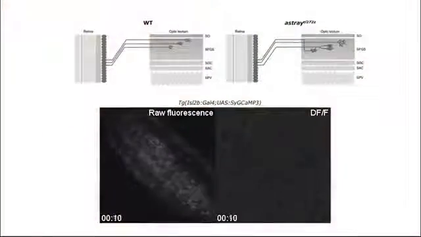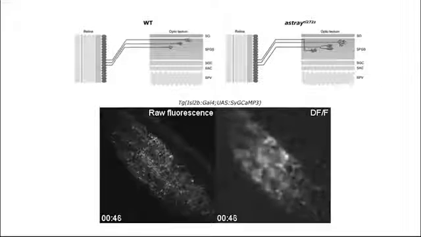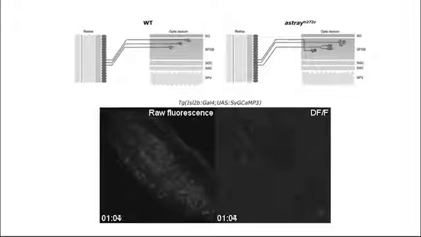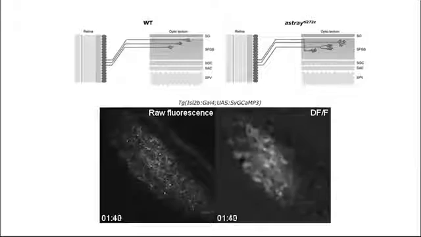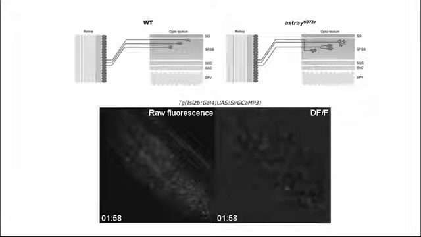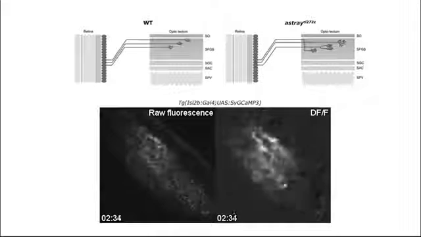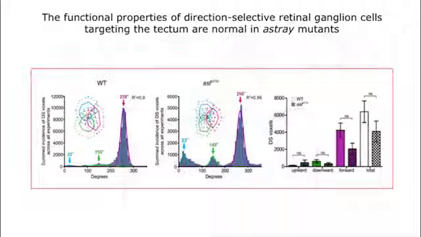To study retinal inputs to astray mutant tectum, I have generated mutant zebrafish that express a genetically encoded reporter of neural activity, GCaMP3, specifically in retinal ganglion cells. This has allowed us to functionally categorize retinal ganglion cells targeting the tectum and map the spatial distribution of functional subtypes within the tectal layers of wild-type and astray mutant zebrafish. We find that in both wild-type and mutant animals, there are 3 functional subtypes of direction-selective retinal ganglion cells innervating the tectum, which respond to motion in the upward, downward, and forward directions.